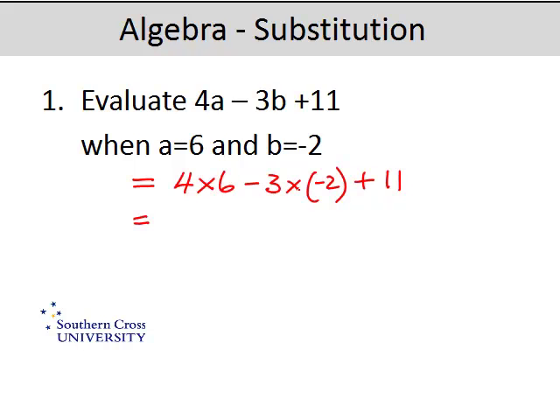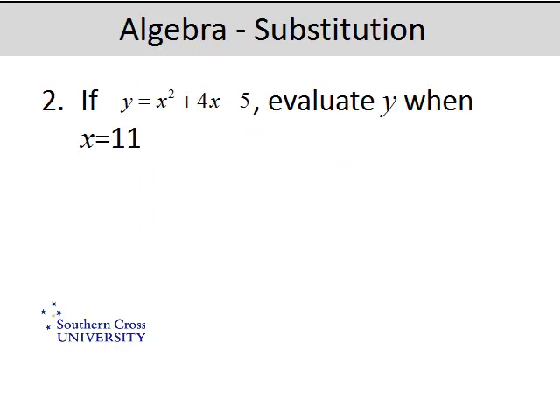Okay, we've got to do the multiplying first because of our order of operations rules. 4 6s are 24. Now 3 times 2 is 6, but a negative times a negative makes a positive, and then plus 11. So that becomes 30 plus 11, which is 41.